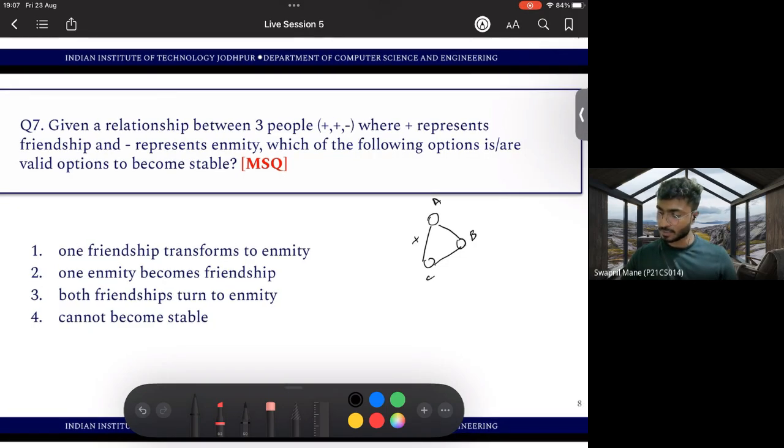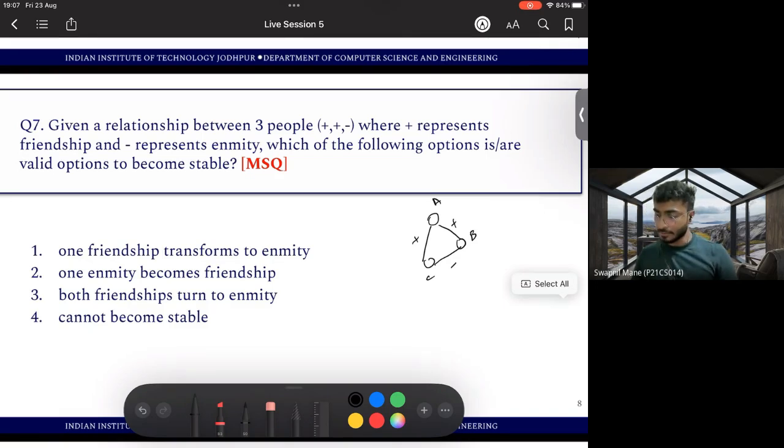And there is a positive, positive, negative relationship that has been given, where positive represents the friendship relationship and negative represents the enmity relationship. So here you can see A and B have a friendship relationship. A and C is also a friendship relationship. C and B have an enmity relationship, and they are not talking to each other, not seeing each other, right? So this is the condition they have given.